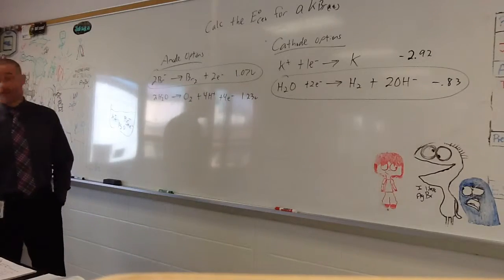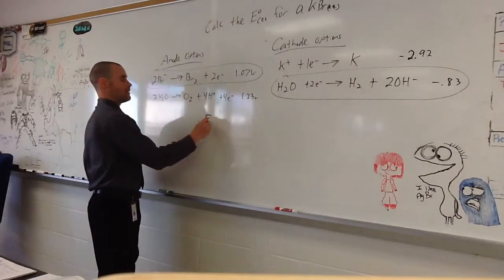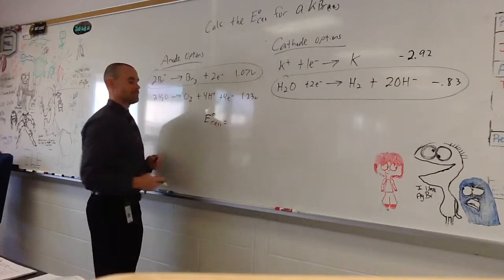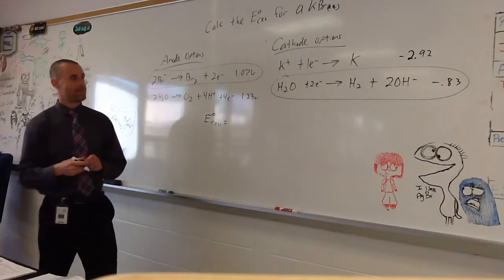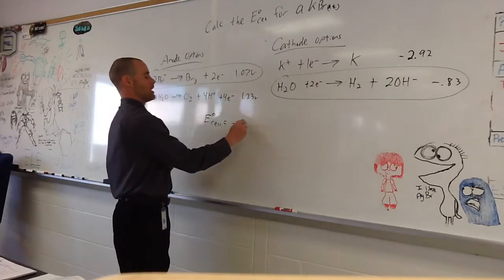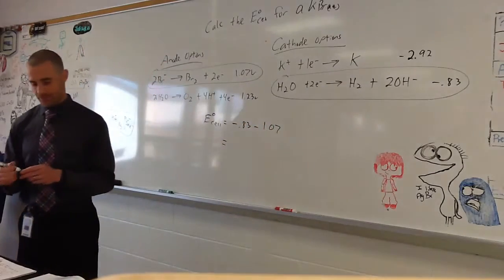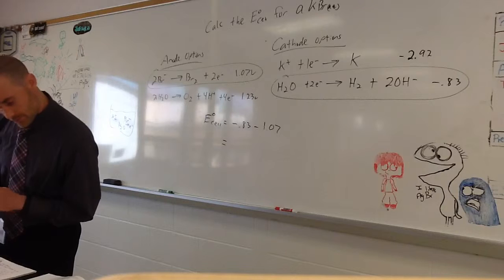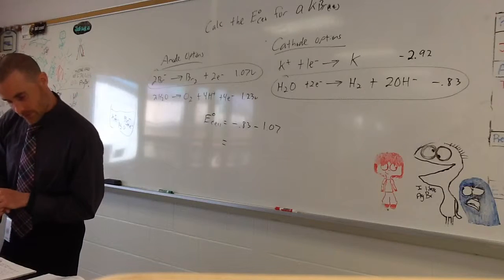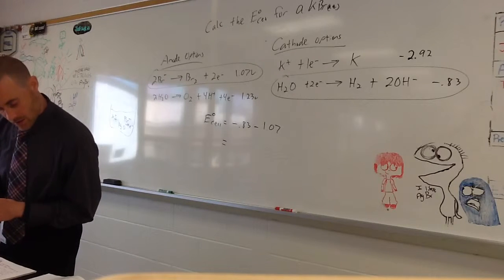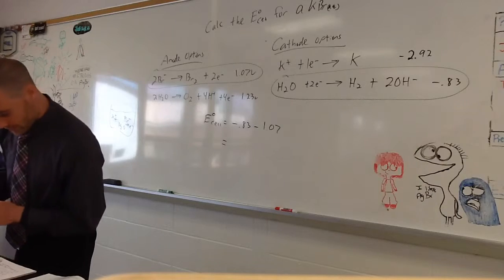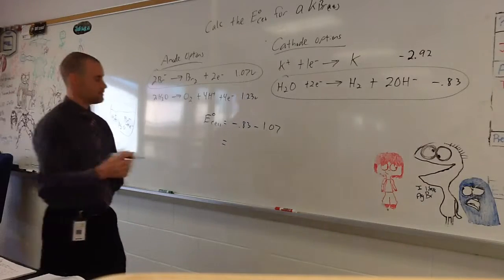All right, so how do we find the E cell? Now you did all that work, it's easy. Subtract. Cathode minus anode. So negative 0.83 minus 1.07. I don't think I actually calculated it. Negative 1.9. Is it negative? Negative 1.9.